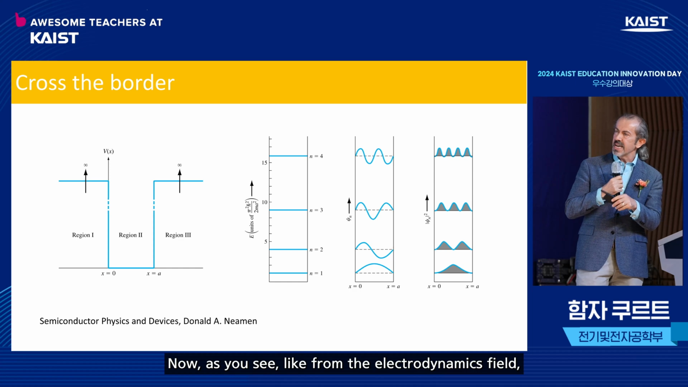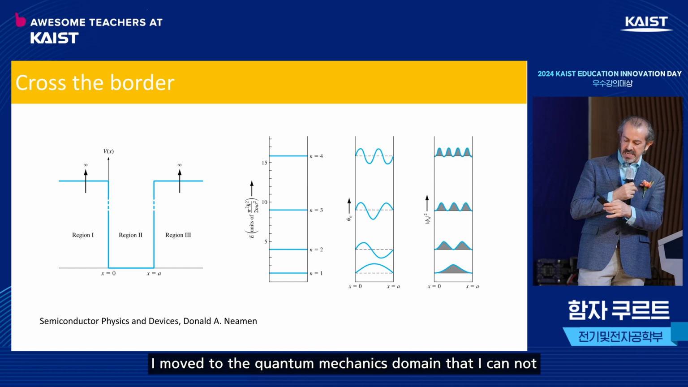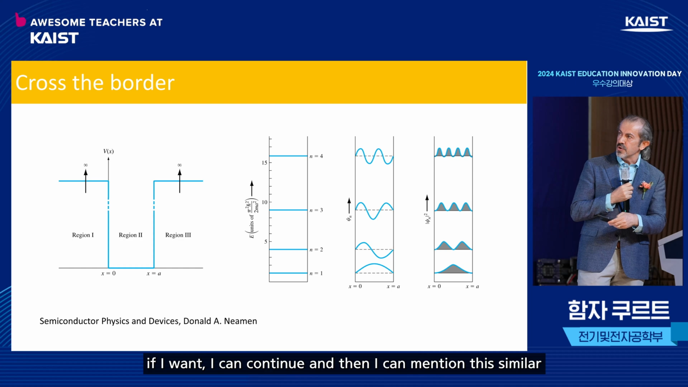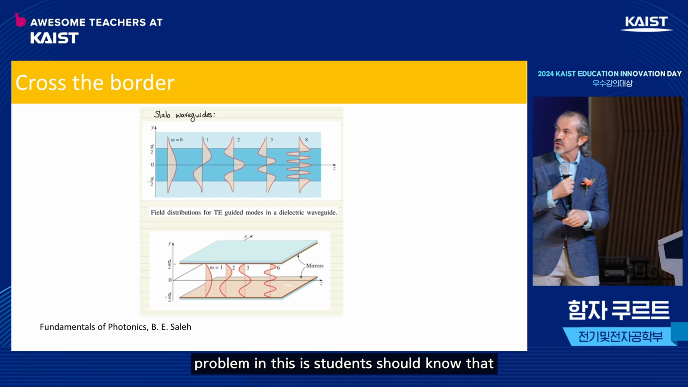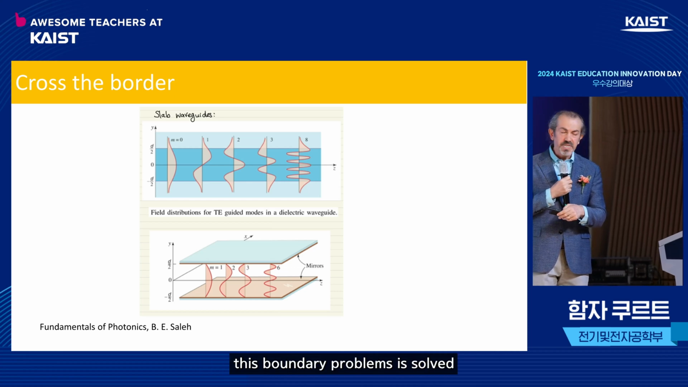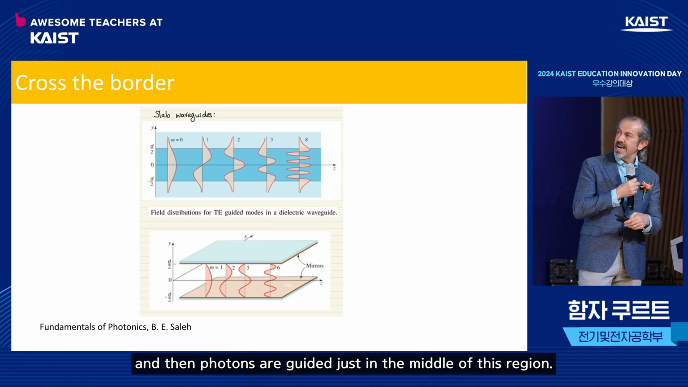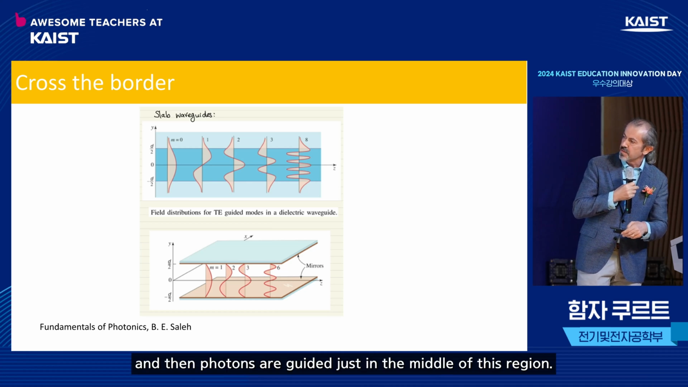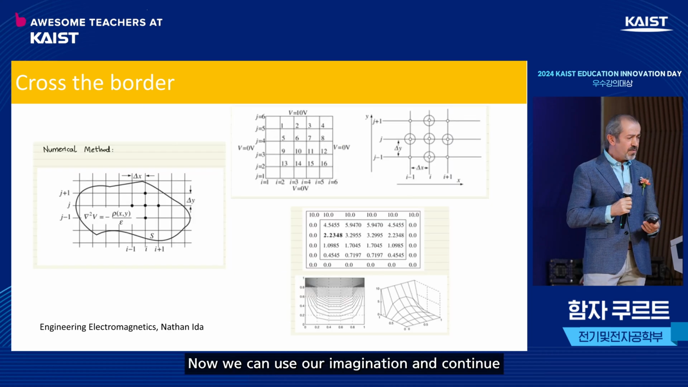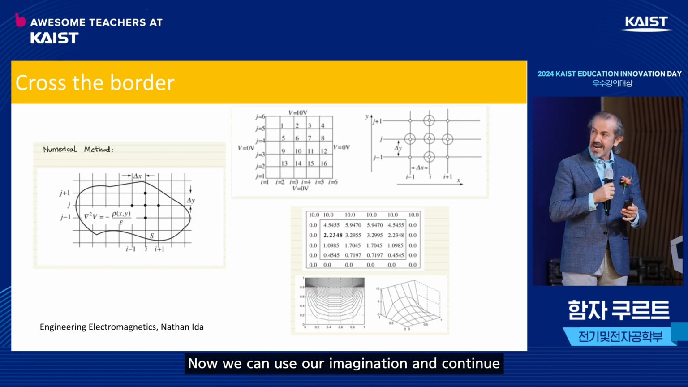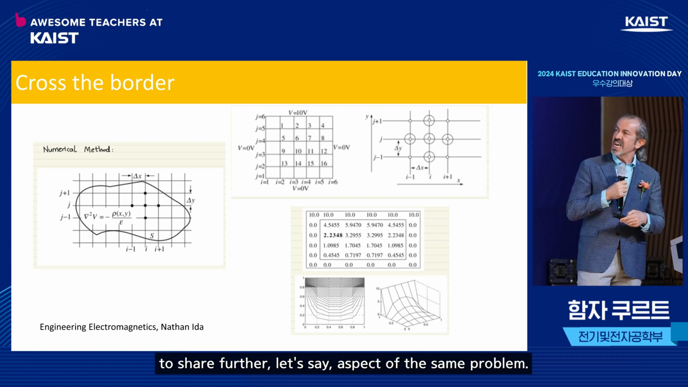As you see, from the electrodynamics field, I move to the quantum mechanics domain. If I want, I can continue, and then I can mention a similar problem. In this case, students should know that this boundary problem is solved based on Maxwell's wave equation or the Helmholtz equation, and photons are guided just in the middle of this region. Now, we can use our imagination and continue to share further aspects of the same problem.